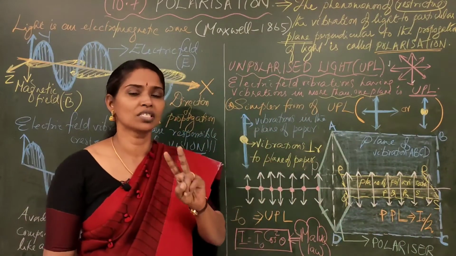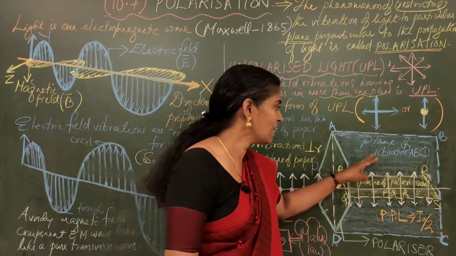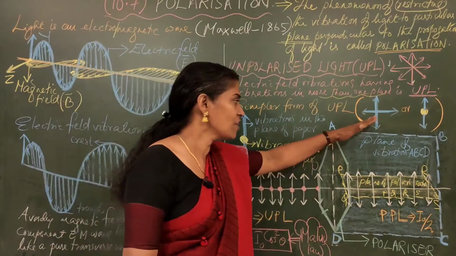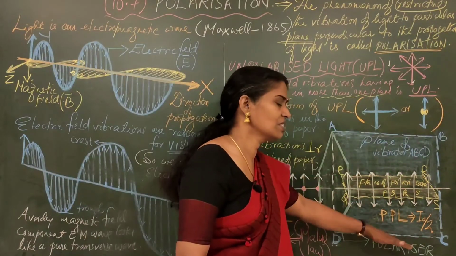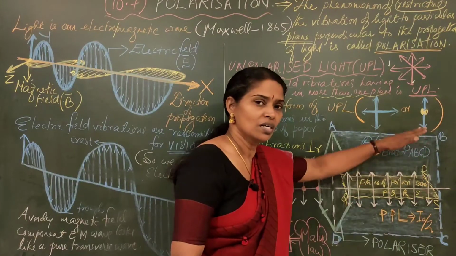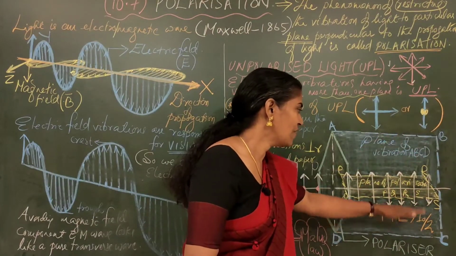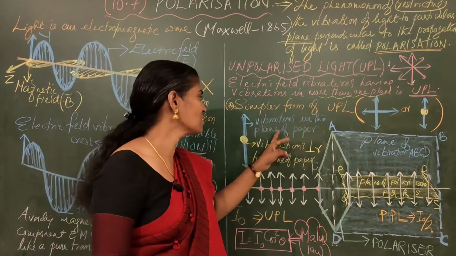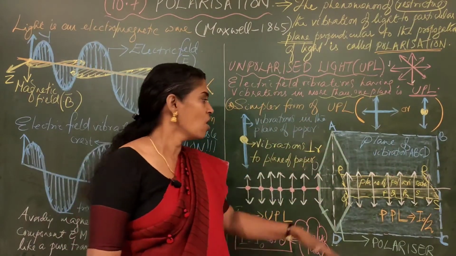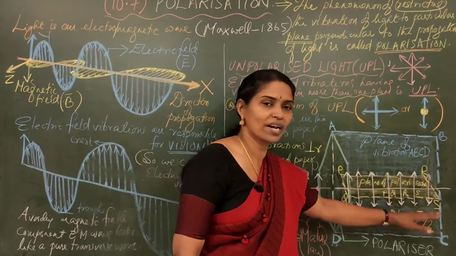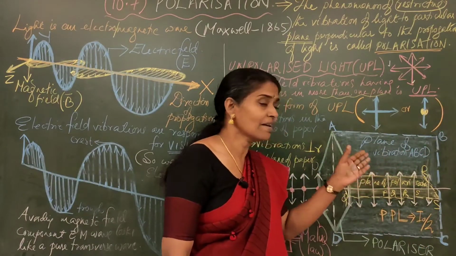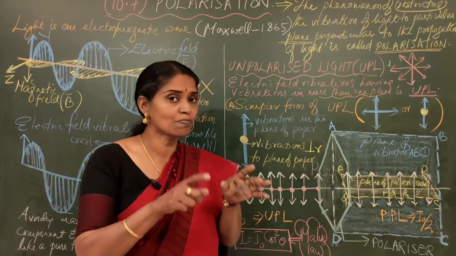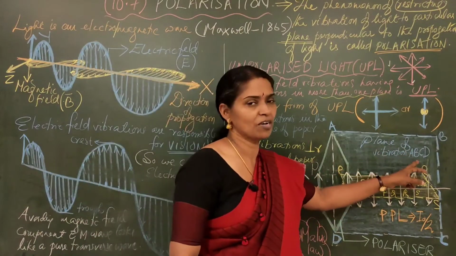Here two more terms have to be familiarized. One is plane of vibration, the other is plane of polarization. Plane of vibration means the plane of the board itself. This is the plane of vibration of the board, the plane where the vibrations in the plane of the paper are present, or this is how it has polarized. So polarized light has vibrations in the plane of the paper, that is present in the plane of vibration.